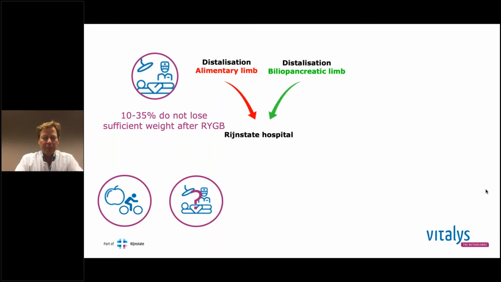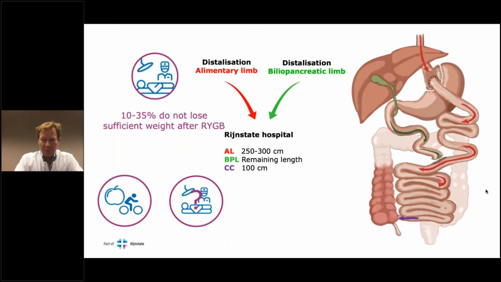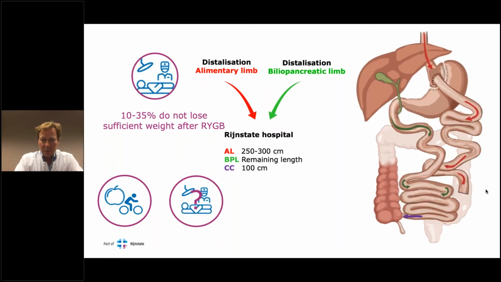We decided to perform a procedure that was combining the two. So in all cases, the common channel would be 100 centimeters, and the alimentary limb at least 250 or 300 centimeters, which means that the BP limb was the remaining length, in most cases around 200 centimeters. And that would look something like this. I hope you can see this. So the purple arrows are the common channel.